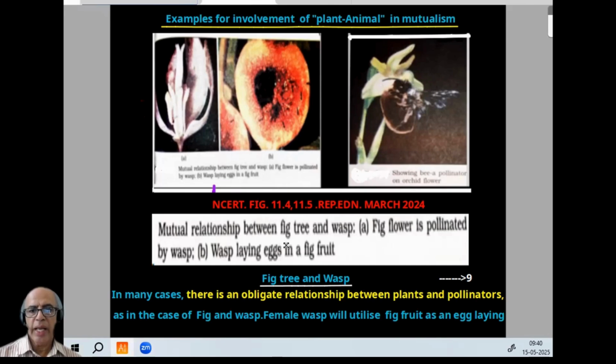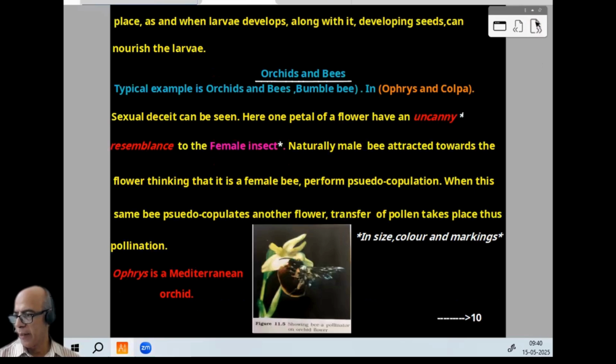Wasp laying eggs in fig fruit. Next is fig tree and wasp. In many cases, there is an obligate relationship between plants and pollinators. As in the case of fig and wasp, the female wasp will utilize the fig fruit as an egg-laying structure, an egg-laying area. In such a way, as and when the larvae develop, the developing seeds can nourish the larvae.